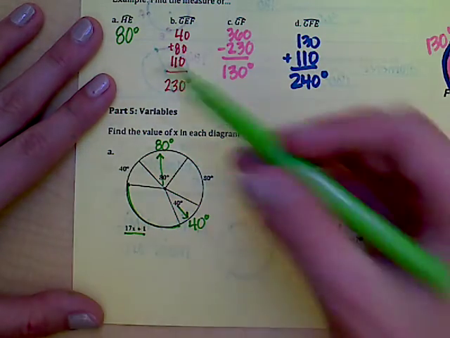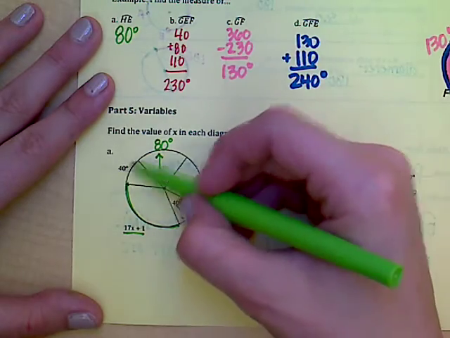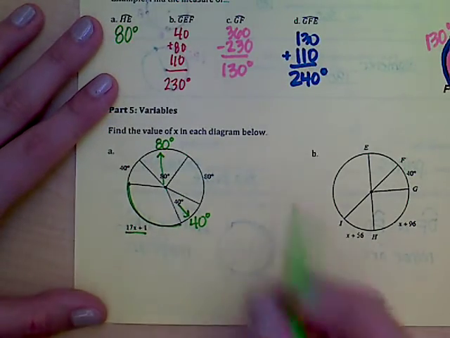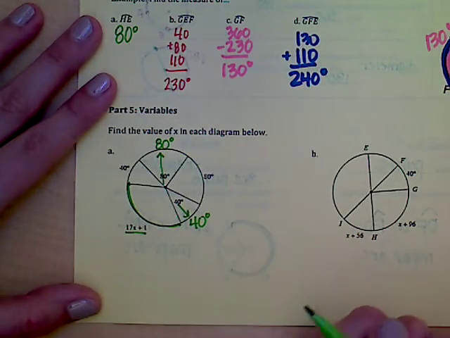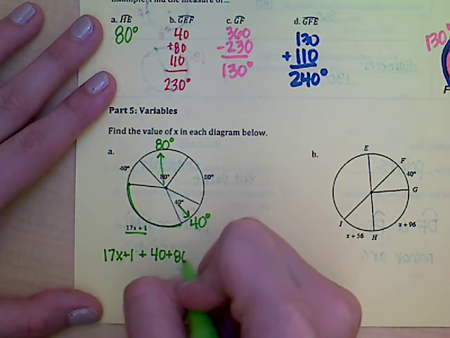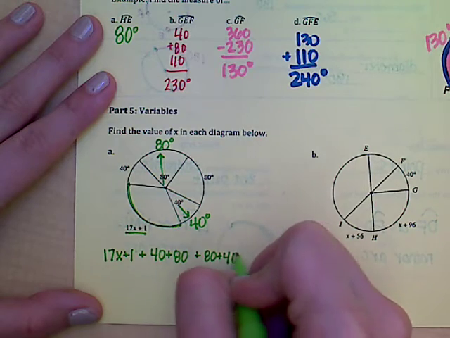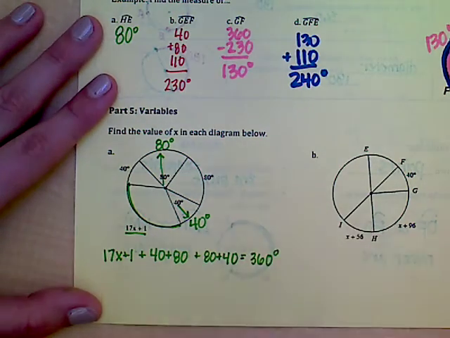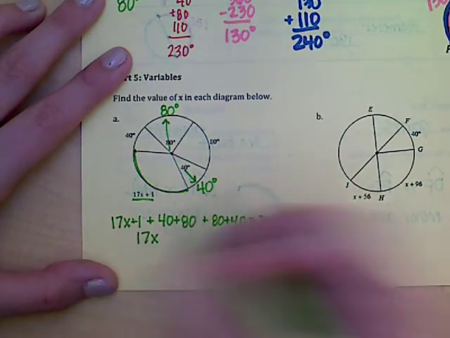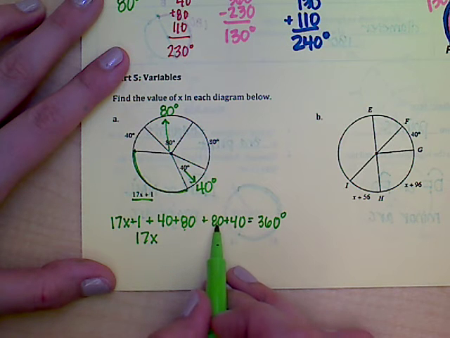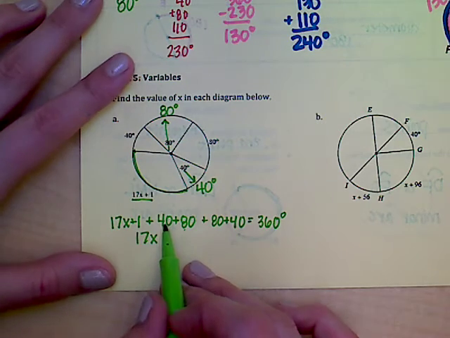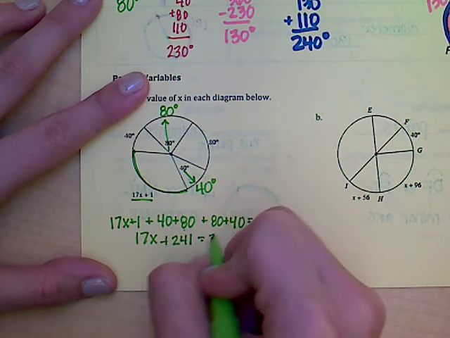Now, looking at what I have, a term for every single piece of this circle: 40, 80, 80, 40, 17x plus 1. So hopefully you're thinking to yourself, I can add all of those up and equal 360. So if I take 17x plus 1 plus 40 plus 80 plus 80 plus 40, it equals 360. Again, because a circle has 360 degrees in it. Every circle does. I get 17x. 80 plus 80 is 160, plus 40 is 200, plus 40 is 240, plus 1 is 241, and that equals 360.